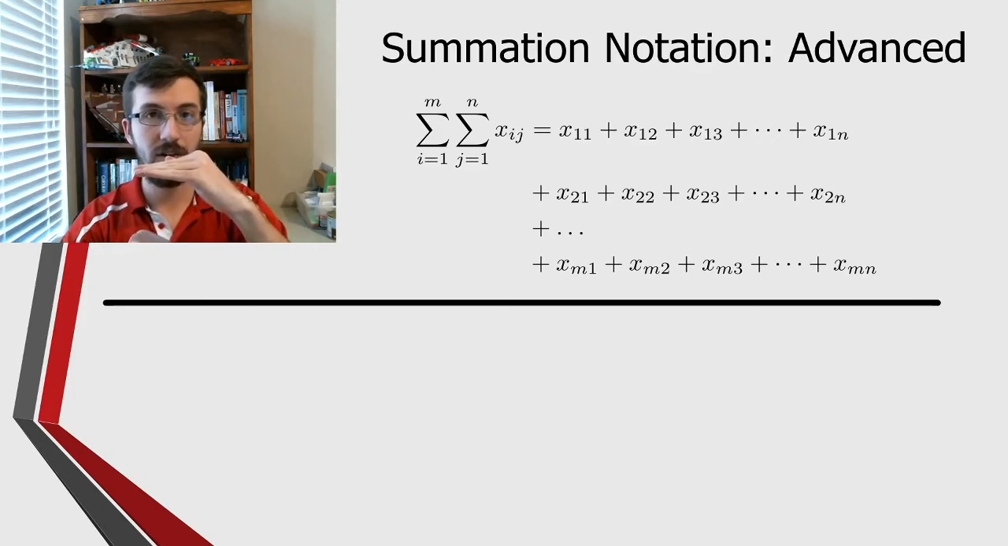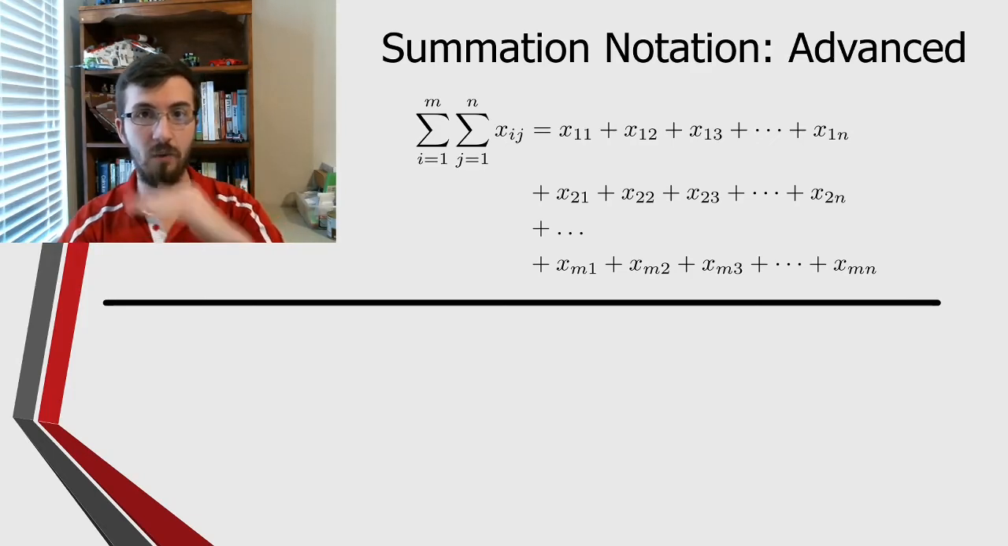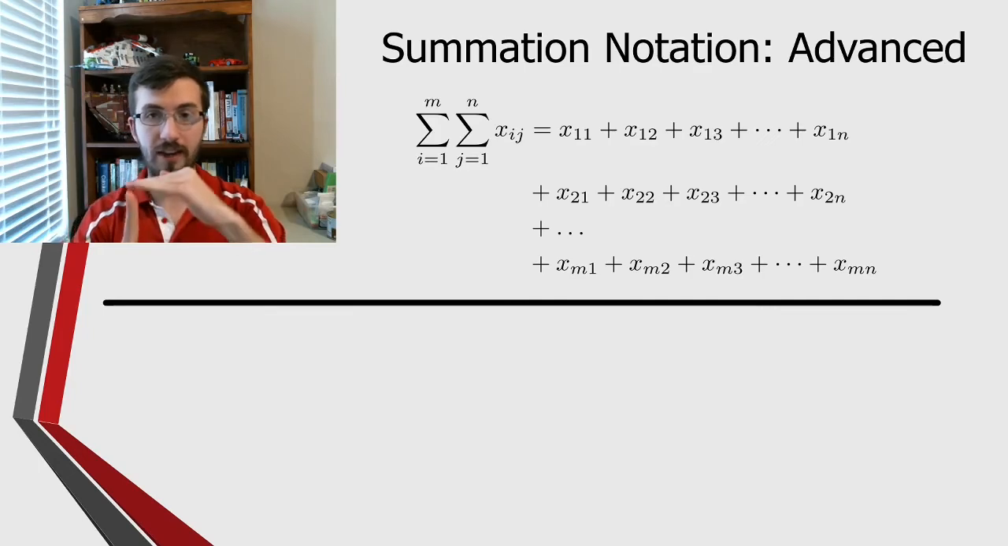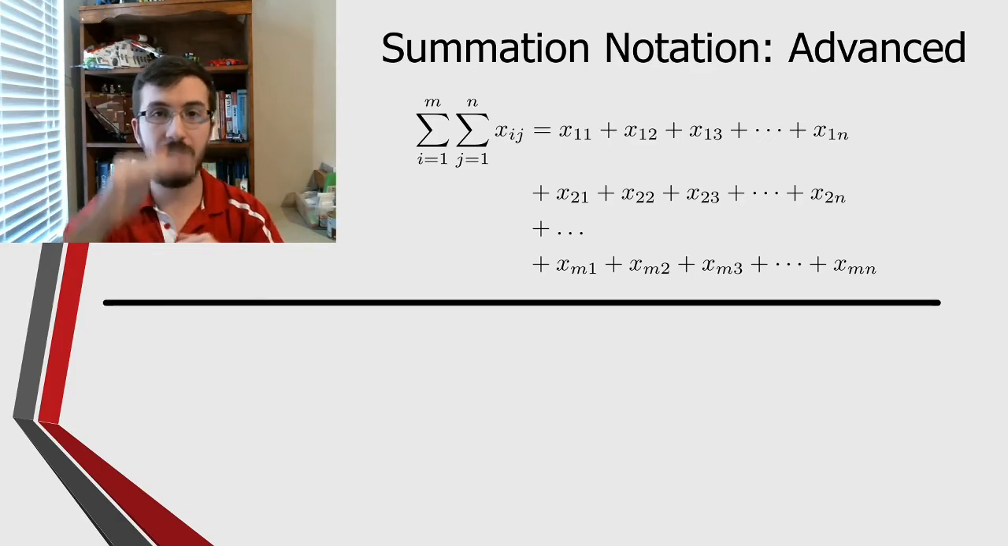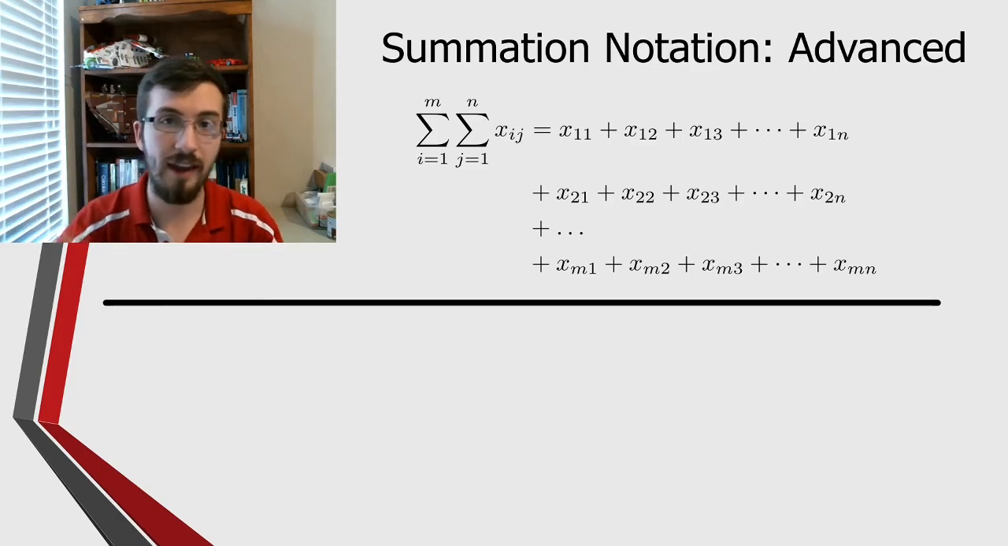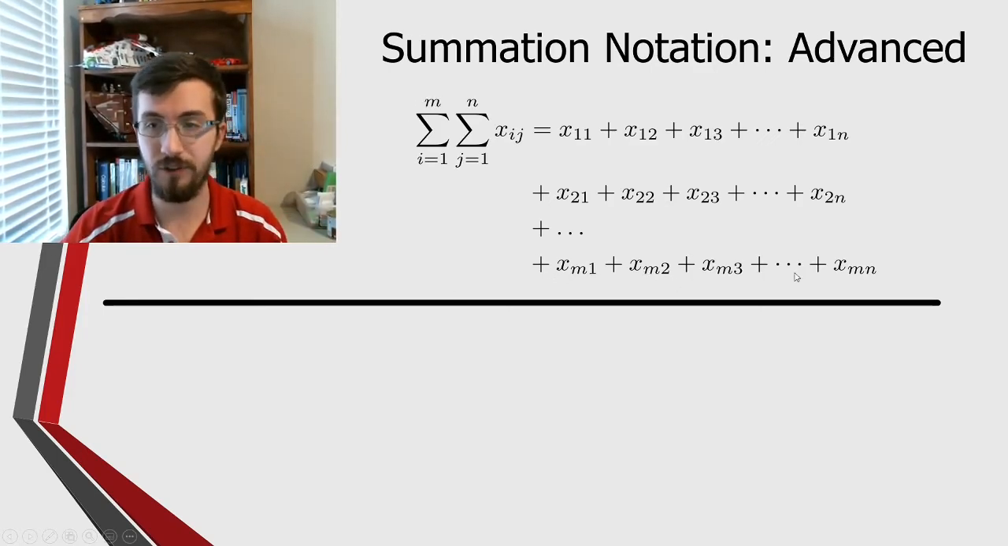And now we go to the next i. We go to the second row. x21 plus x22 plus x23, all the way up to x2n. And then we just do that for every single row. And how many rows are there? Well, there are m rows. So we add all the way up through xm1, xm2, all the way to xmn.